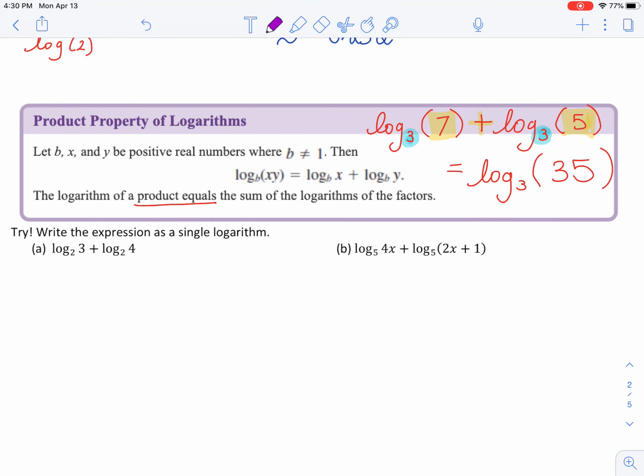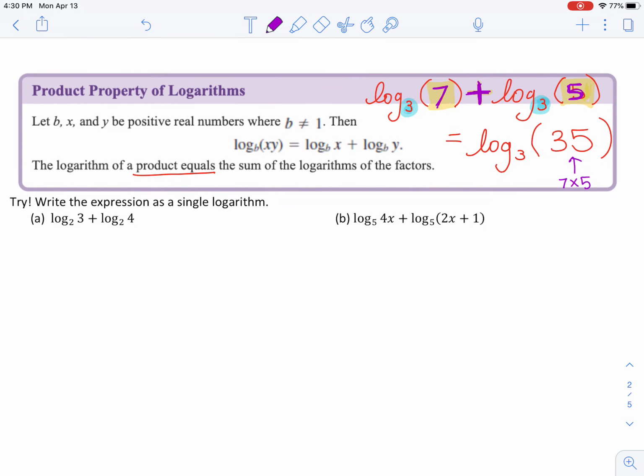So when you are adding the common base logs, you get to multiply the arguments together to write it as a single log, okay? So this 35 is from 7 times 5. But then the restriction is they better have the common base.